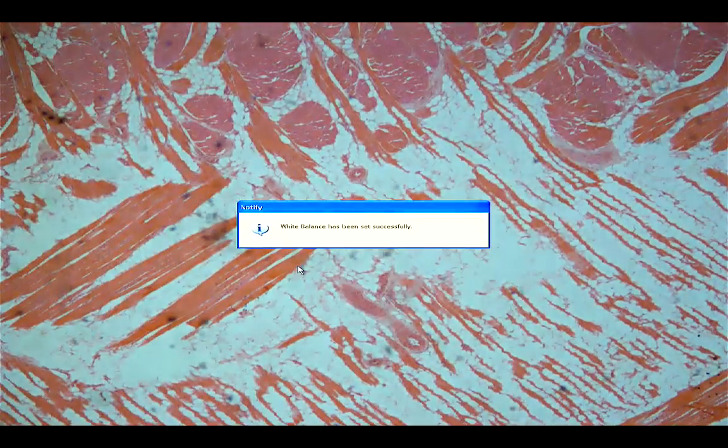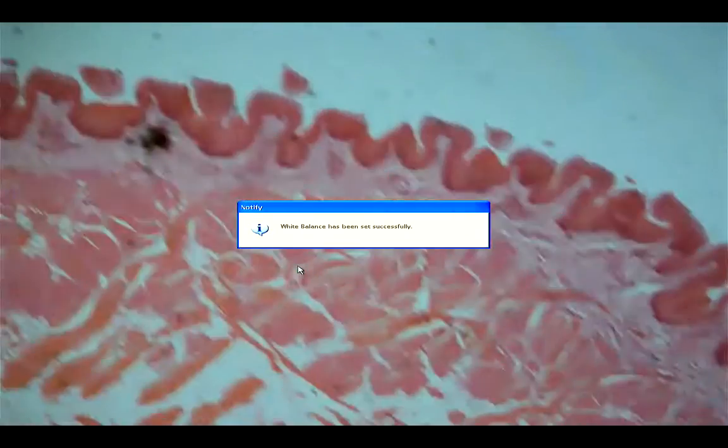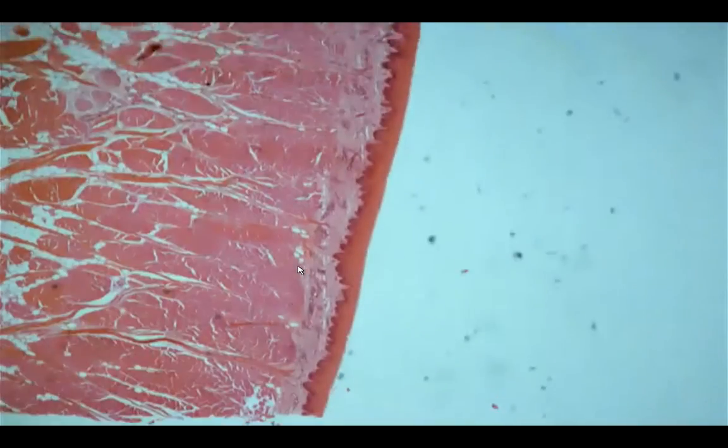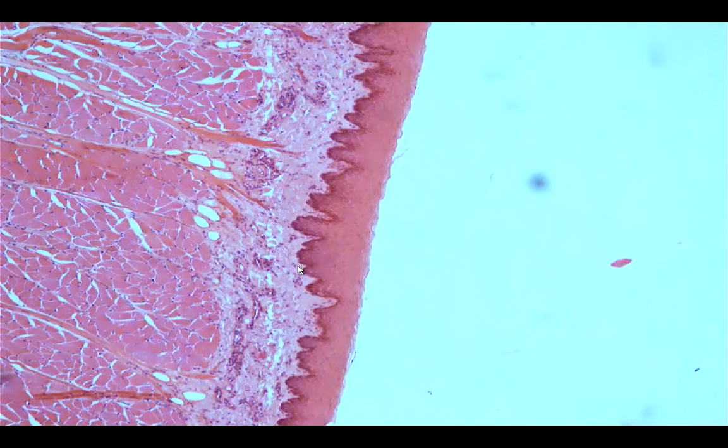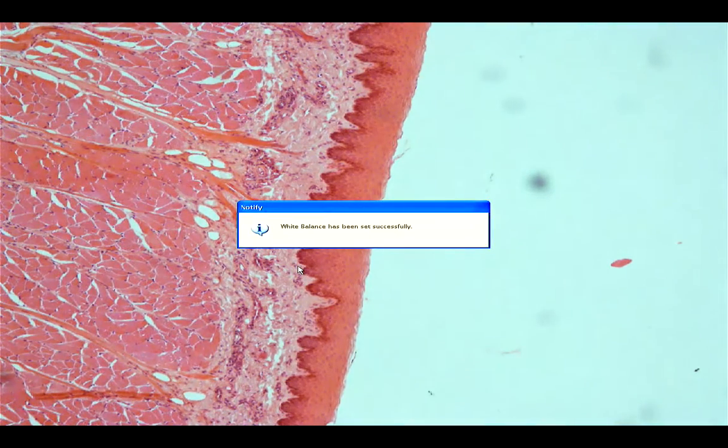Let's look at the tongue so that you would appreciate the striations. So how to identify that this is the tongue slide? We look into the lining epithelium. Okay, it is stratified squamous that is non-keratinized.